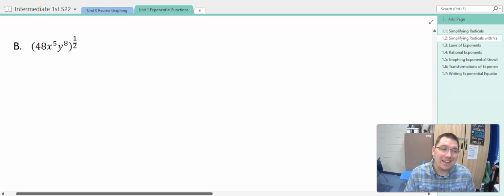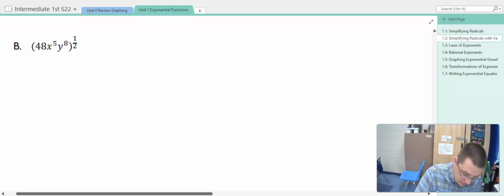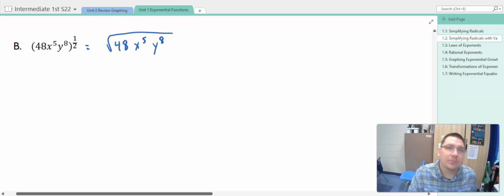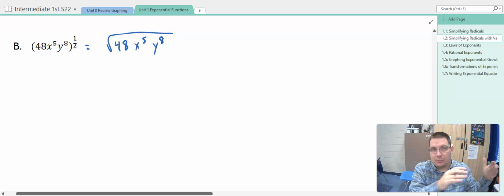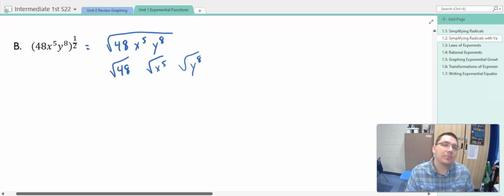We have 48x to the 5th, y to the 8th, to the 1/2 power. So again, we're going to write it as a radical, and then we'll do what we did in example 2 and separate it out. So we're going to get the square root of 48, x to the 5th, y to the 8th. And again, now we're going to break it out into the 3 pieces. So square root of 48, square root of x to the 5th, square root of y to the 8th.